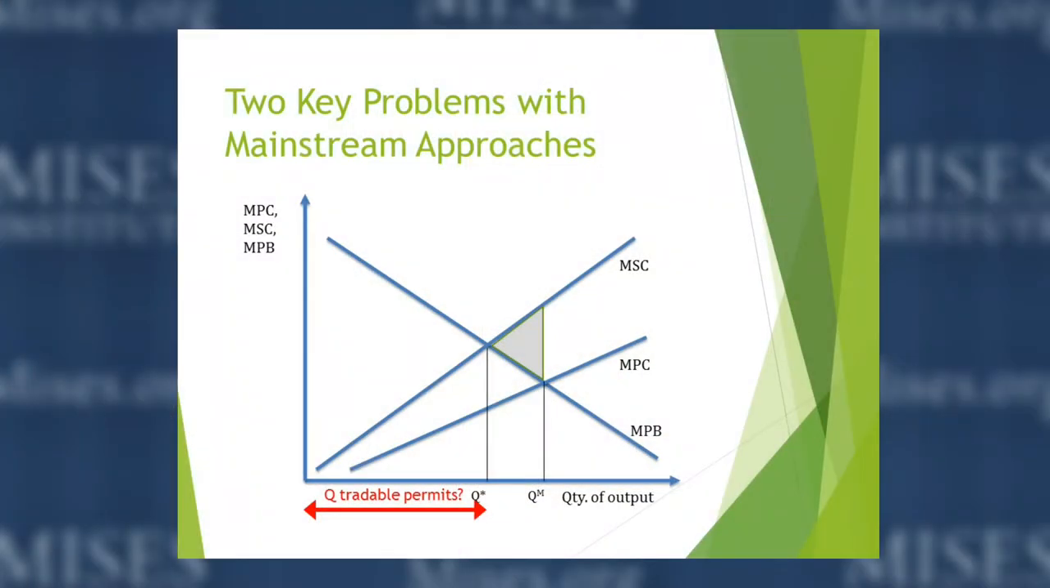You still have a problem. You still have to figure out where Q star is, and in order to find out where Q star is, you have to know what the external cost is. You have to know how much of a burden you're placing on bystanders.